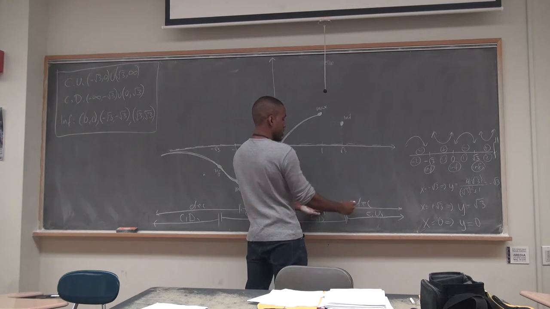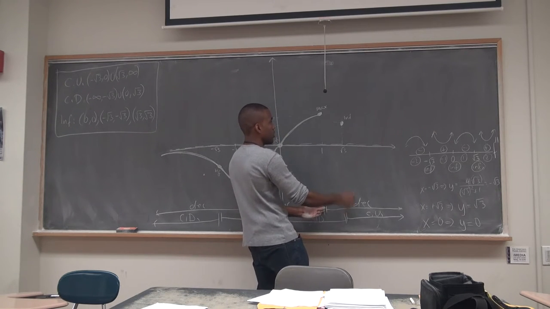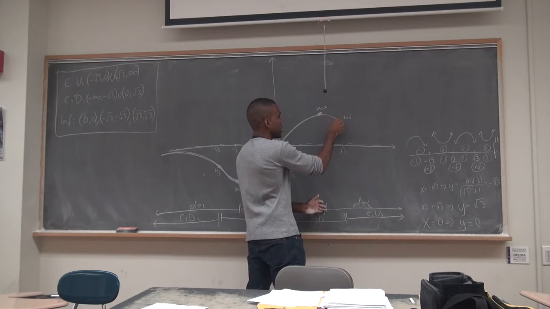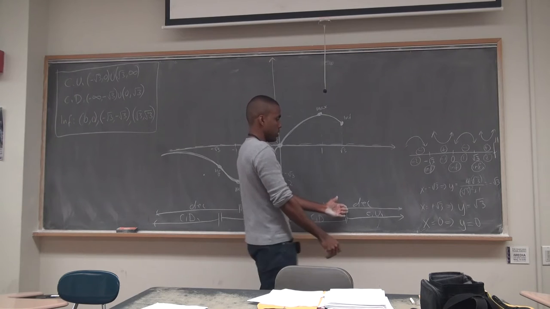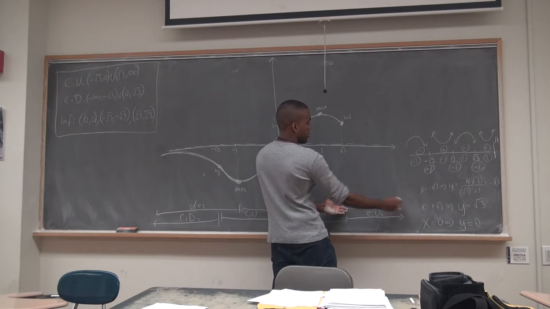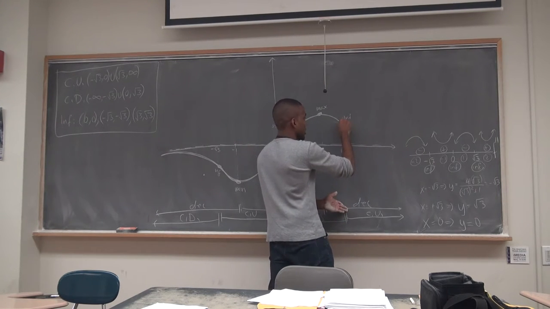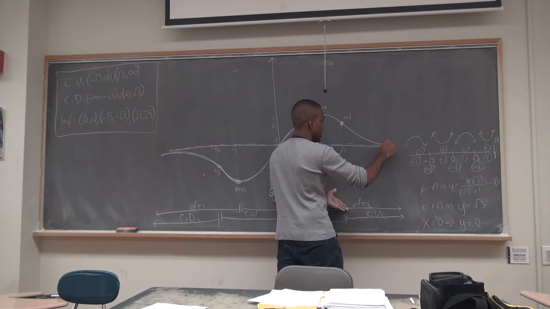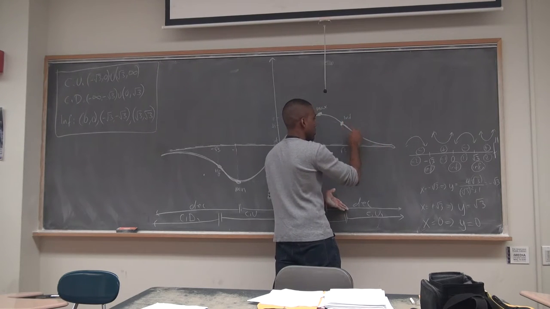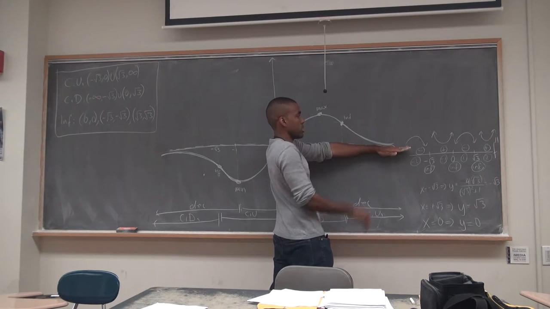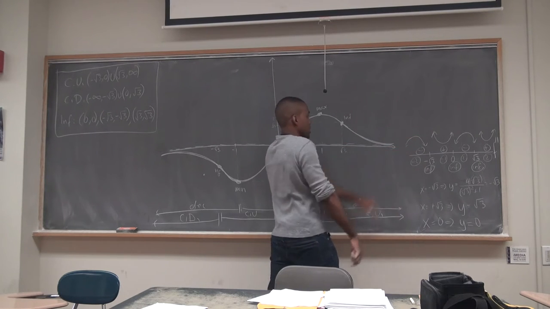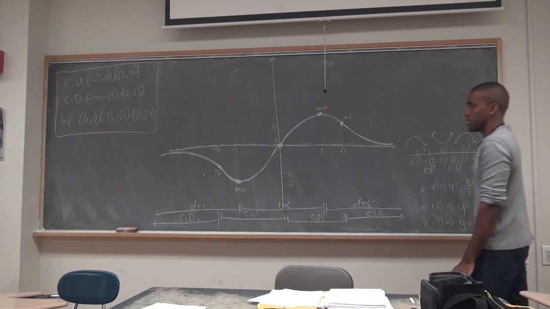Now I hit the decreasing region, but for a while I'm still concave down, so I'm still shaped like a frown while decreasing. Then I hit this region where I'm concave up, but still decreasing. And that's my curve. This is my horizontal asymptote, so I'm going to level off here. So it was this weird shape like that.